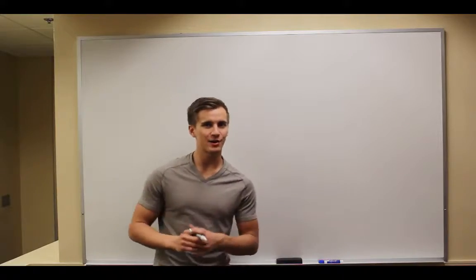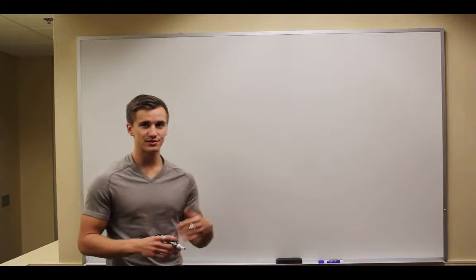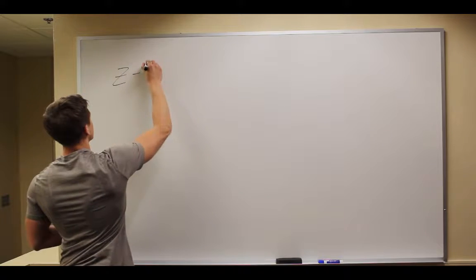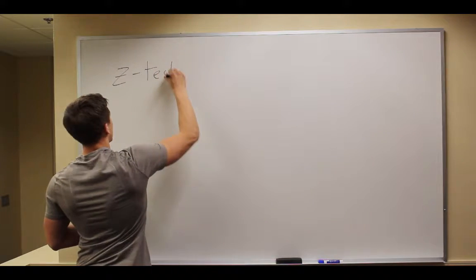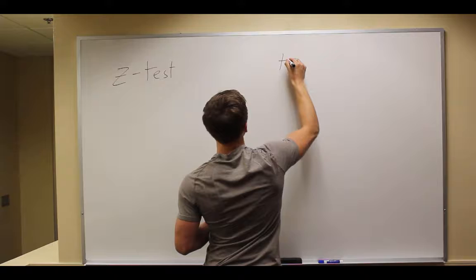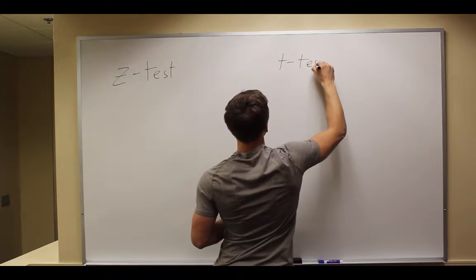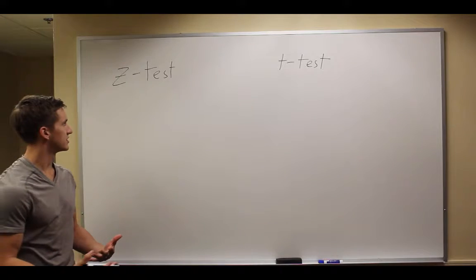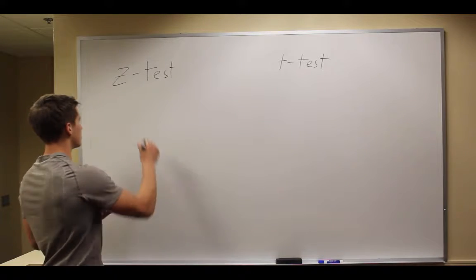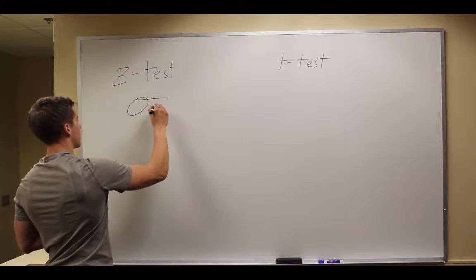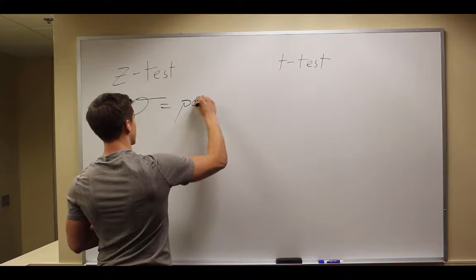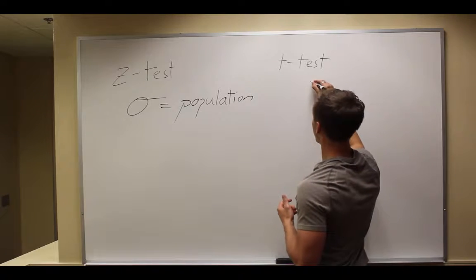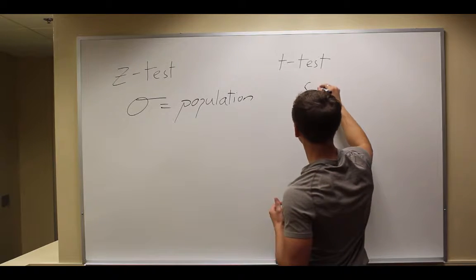Alright, I'm going to talk to you today about when you use a z-test as opposed to a t-test. So, in statistics we have a z-test and a t-test. Both of these follow the central limit theorem, but we apply them in different situations. The z-test, for example, is going to be for situations when we know the population standard deviation, while the t-test is going to be used more so when we know the sample's standard deviation.